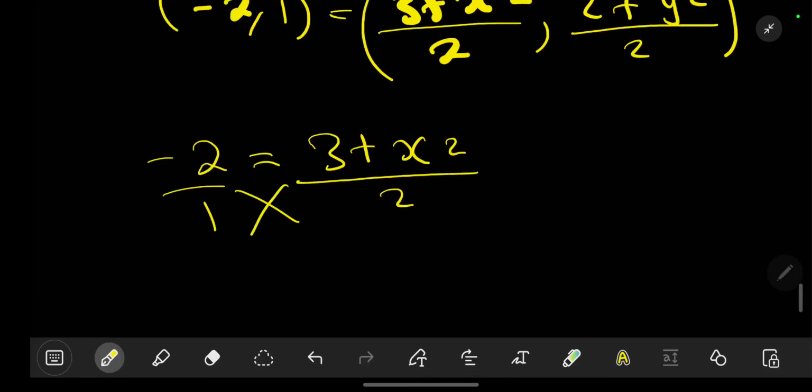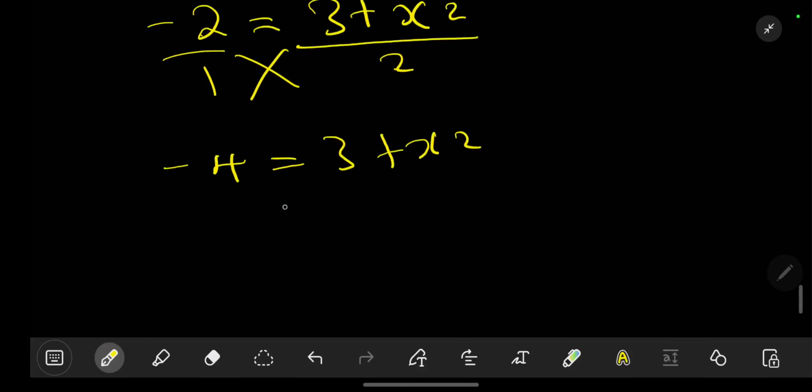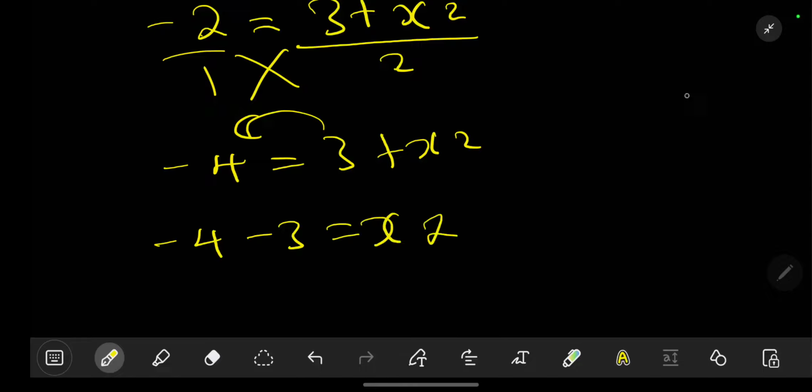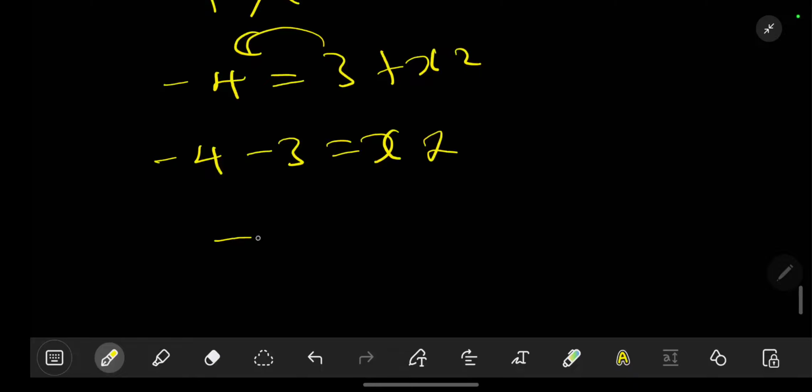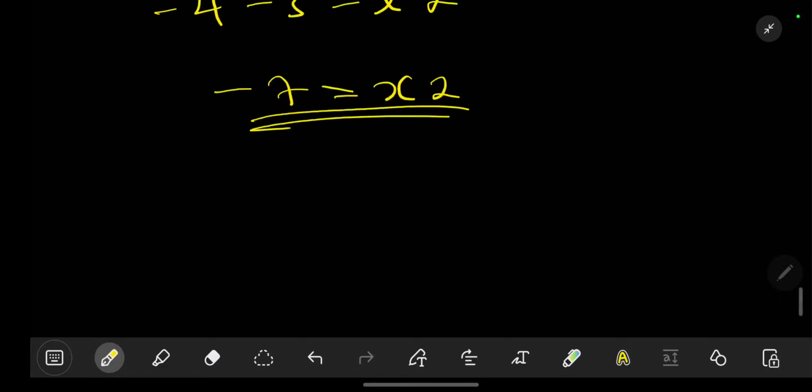From here you are going to cross multiply. 2 times -2, it will be -4 should be equal to 3 plus our x2. If you take this side, it will be -4 minus 3 should be equal to our x2, which will give us -7 should be equal to our x2. So this is how you find the value of your B for x.